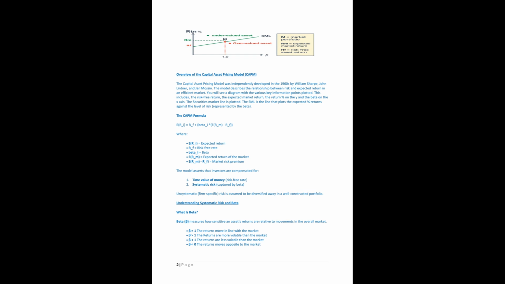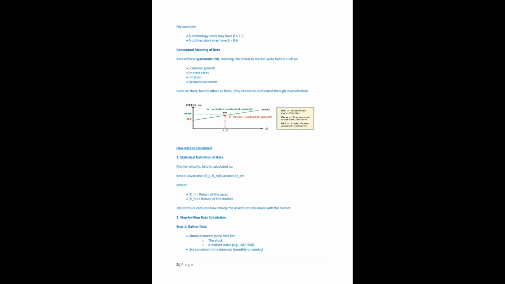Beta measures how sensitive an asset's returns are compared to the market. A beta of 1 means it moves with the market. Greater than 1 means it's more volatile. Less than 1 means it's less volatile. And a negative beta means it moves opposite the market. This helps investors understand the risk profile of different assets relative to overall market movements. A technology stock might have a beta of 1.5, while a utility stock might have a beta of 0.6.